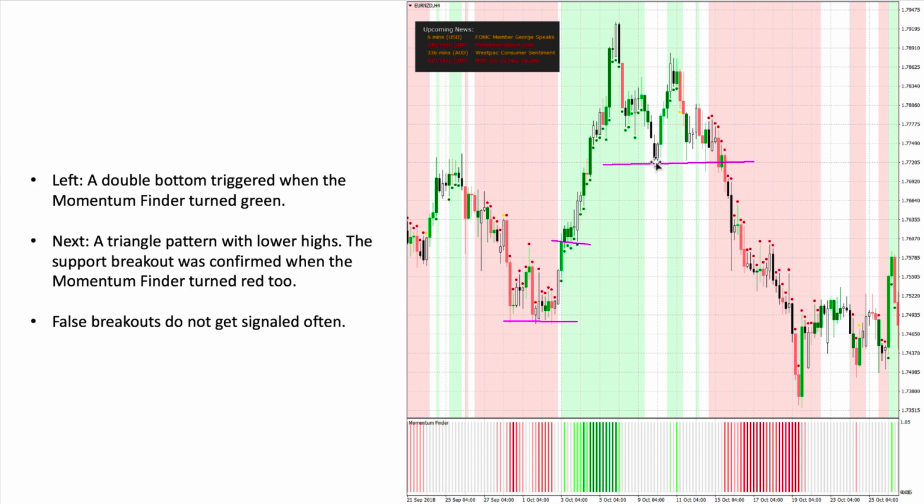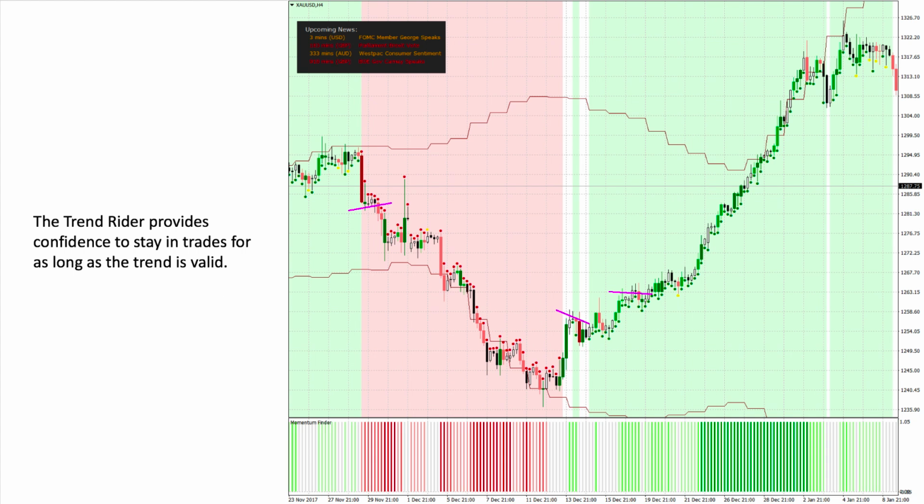Then you have 1, 2, 3 touch points at your support level. You break out of the support level here. Here is not a good enough breakout, and the momentum finder is not red yet. So you wait for this breakout to happen where the momentum finder turns red again as well. And here is then where you get into the trade. Not here. Here is where the momentum finder confirms it. So you will often stay away from fake breakouts when they have not happened yet.